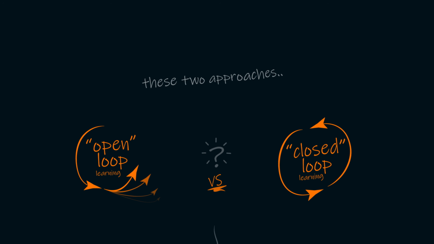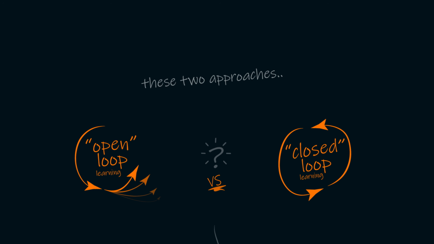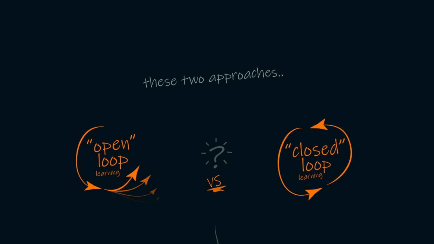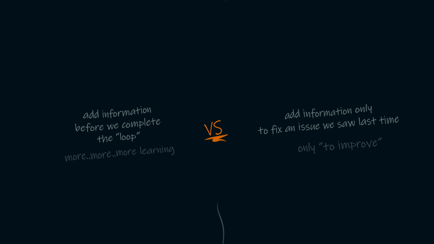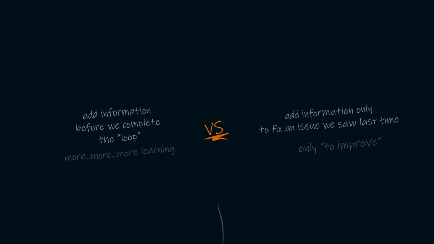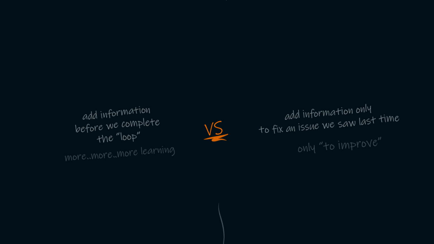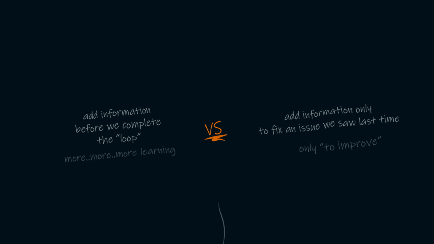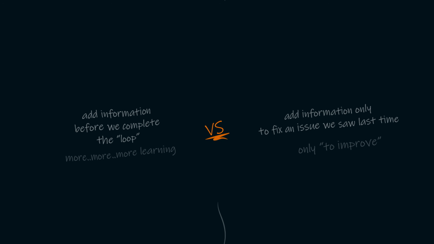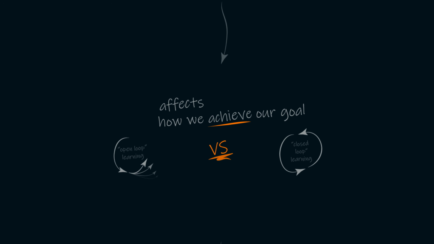Now, these two approaches are what we will call open loop learning and closed loop learning. Open loop learning, we add more information before we complete a single loop. In closed loop learning, we only add information once we complete a loop and once we need to fix an issue from the last iteration of the loop. Neither of these two approaches are wrong, but they do affect how we achieve our goal.